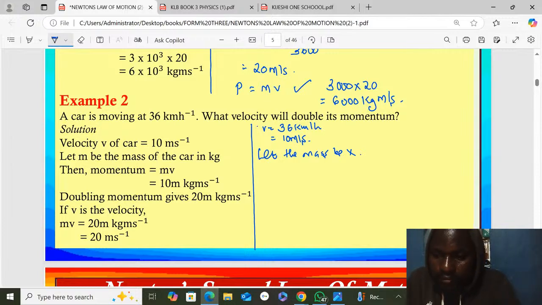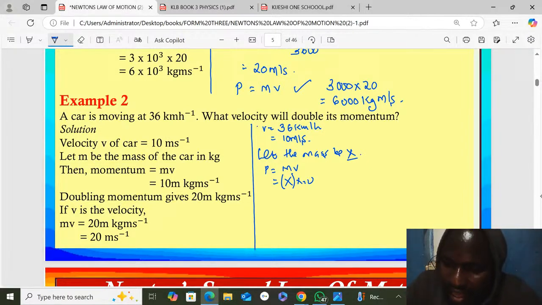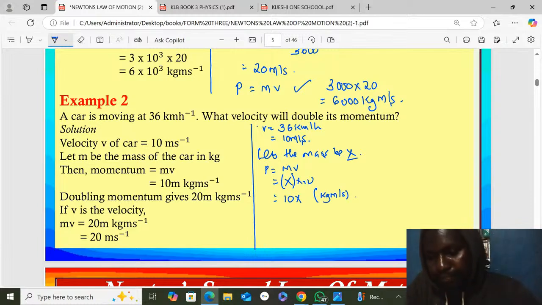So in the first case, if we say let the mass be x, the first momentum will be P is equal to mv. And in this case, it will be x times 10. You can put this one into brackets so that you can show that it is the x. Therefore, this one will be 10x, and then it will be in kilograms meters per second, like that. So that is the first momentum.